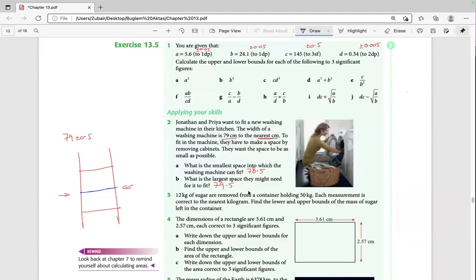Now you have these lengths. It is 78.5 and 79.5 according to the accuracy. Now a glass shelf cannot go over the exact length because glass will not fit in. It is brittle. If you force it, it will break. If that's wood or plastic, you can always force that in.